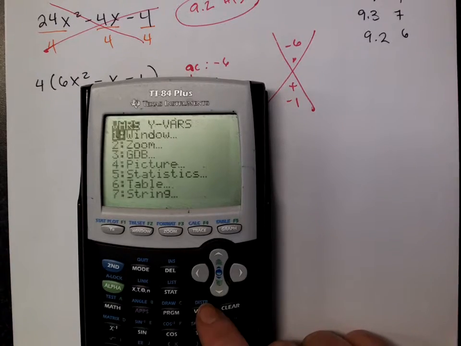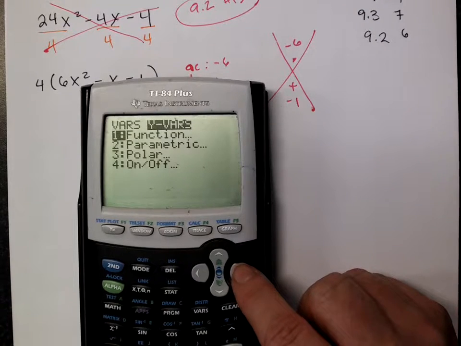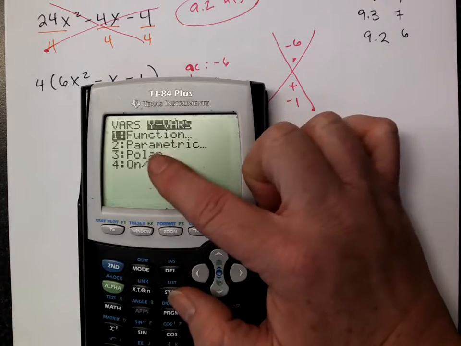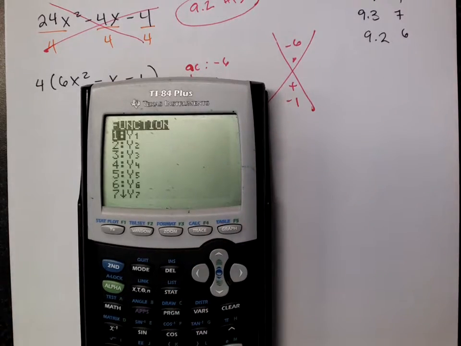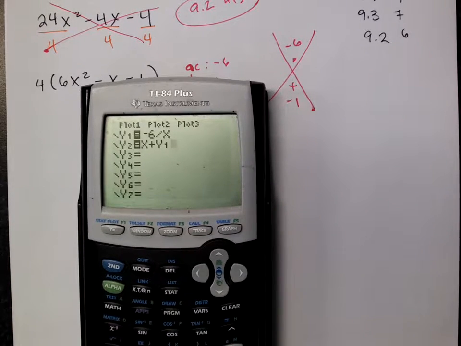Vars. Okay? And now there's 2 menus. You want a y var, a y variable, so you arrow over. And now you just push enter, enter, because you're choosing function. We're not dealing with parametric and polar. So just enter for function, and then yes, y1 is what you want, so just enter. So vars, y-vars, enter, enter. And that's on that handout as well.